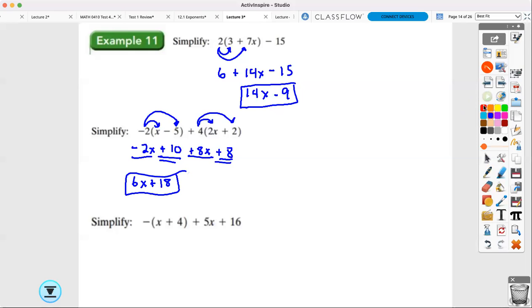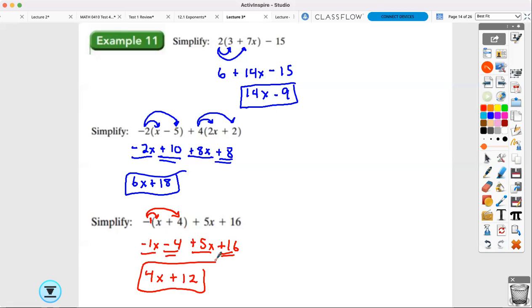Last example here. We're gonna go ahead and distribute the -1. There's an invisible -1 here that we don't see for the third one, right? -1 times x is -1x or -x. -1 times +4 is -4. Bring down everything else. Combine the -1x and 5x, and then -4 with the 16. So -1x plus 5x is +4x. -4 plus 16 is +12. And we are done.